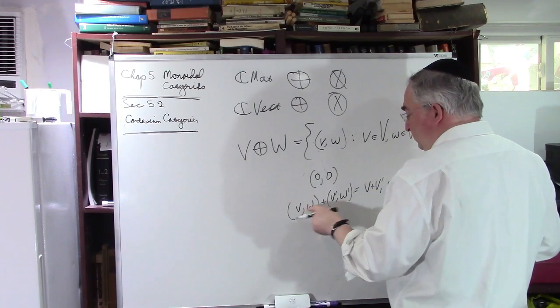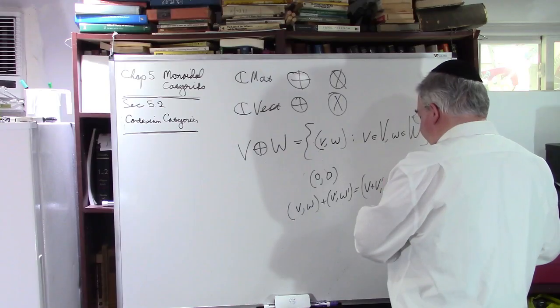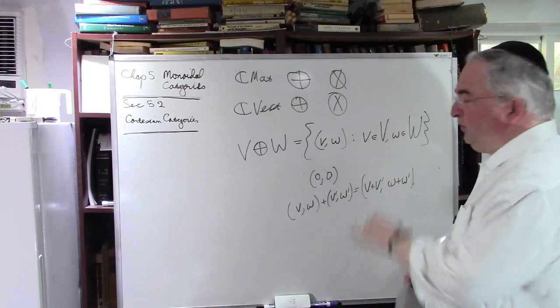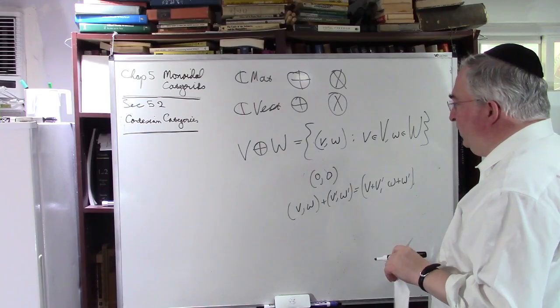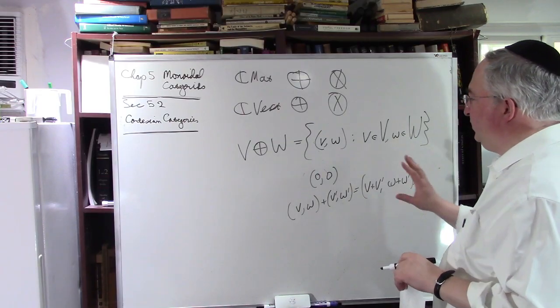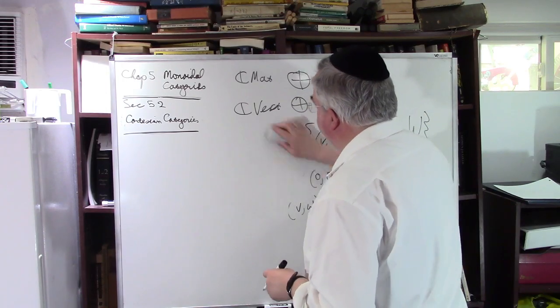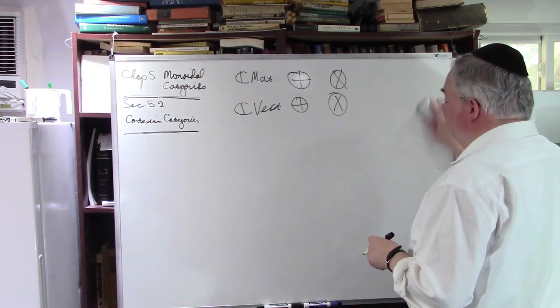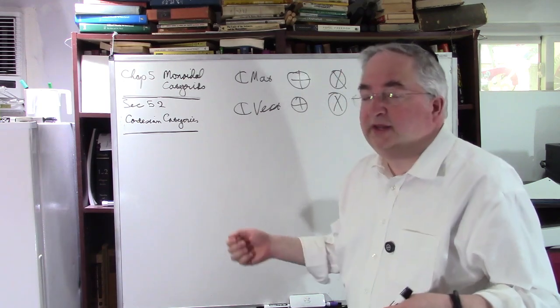Where the plus is, this plus is in V, this plus is in W. Okay, so it works out very nicely. You have negations, etc. So this works out very nicely. But that's the Cartesian product, and you have a lot of things to show.